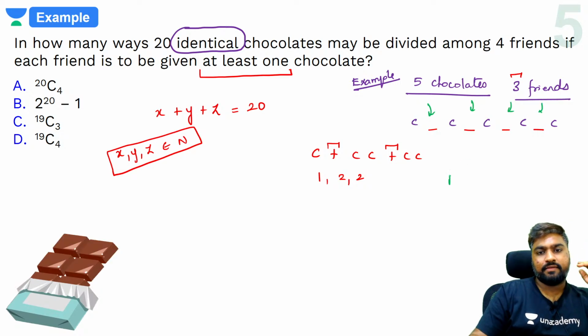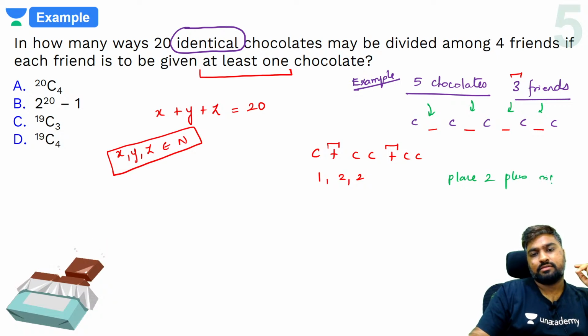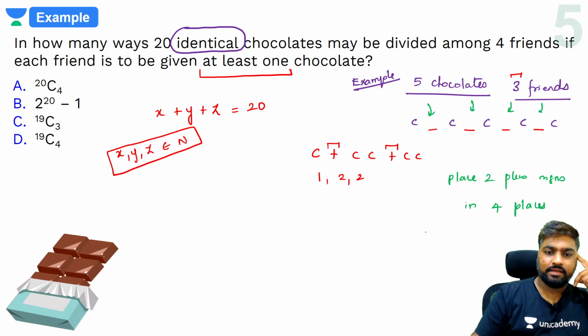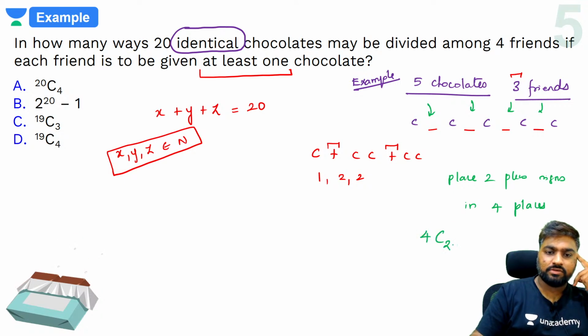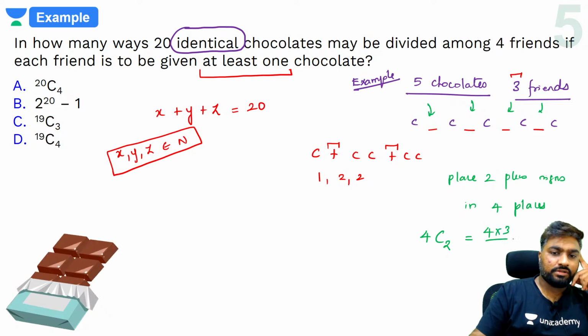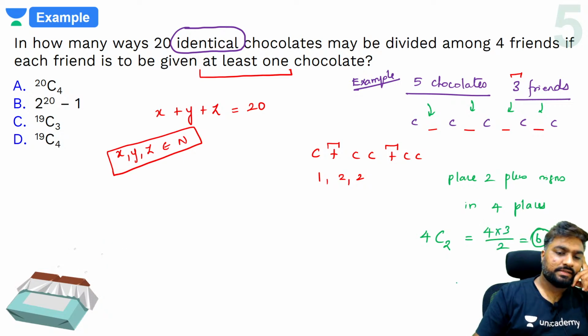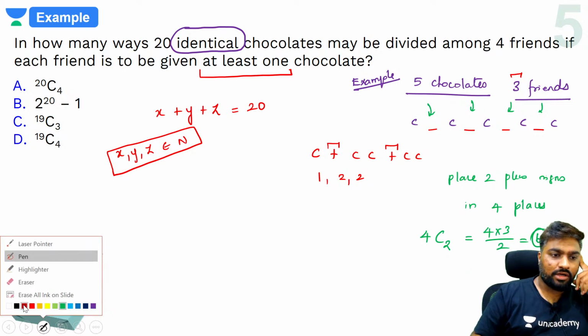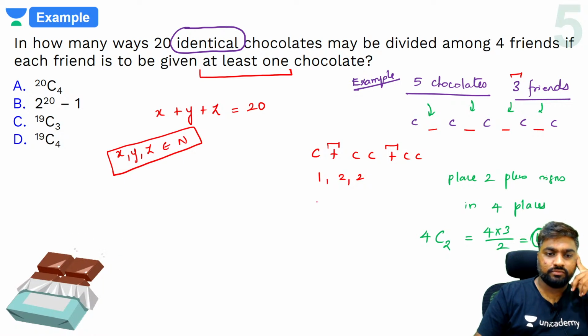Yes, place 2 plus signs in how many places? 4 places. Correct? What is this basically? Out of 4 places, we need to select 2. 4C2 is how much? 4 into 3 by 2, which is 6. Now is it making sense? So if you want to find out what are the 6 ways, 1, 2, 2.